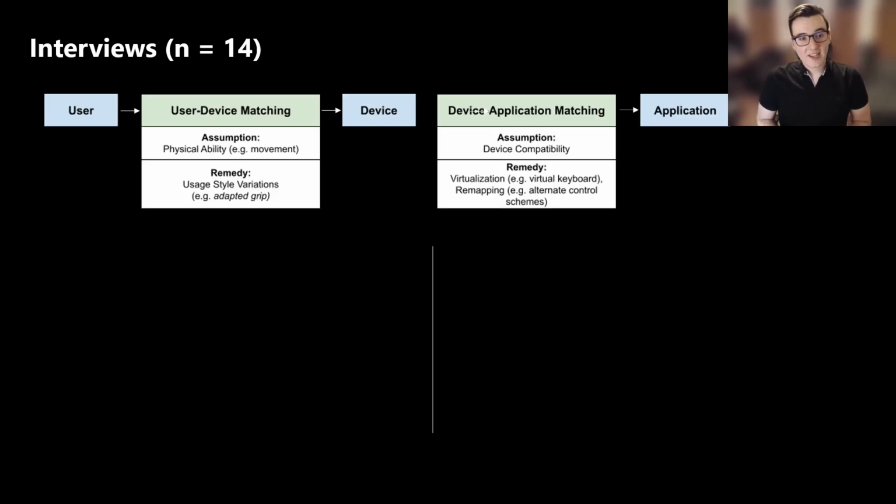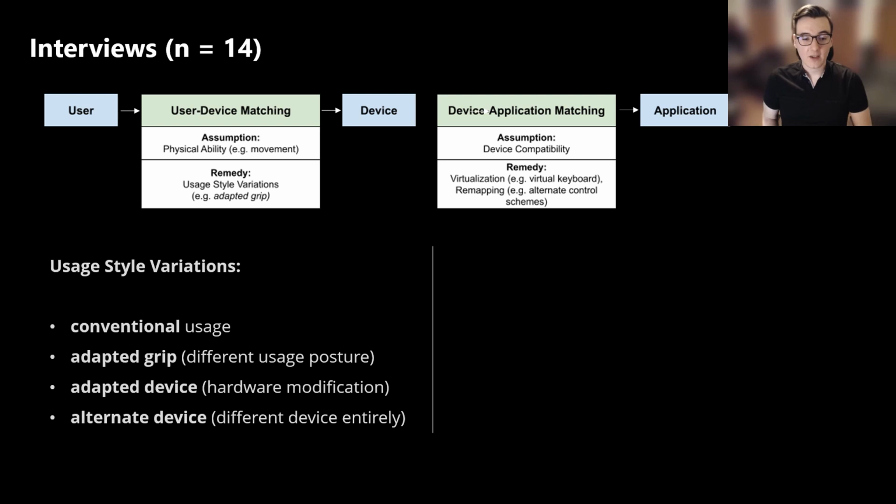The issues and remedies associated with combining input devices can be broken down into a two-step matching process between the user and the device, and then the device and the application. In the mismatches between the user and the device, people often employed alternate usage styles, which include conventional usage with alternate control schemes, adapted grip, which is a different usage posture, so say changing how you hold or use the device, adapted device, which is a hardware modification, or alternate device, which is swapping the input device for another entirely. So say swapping an Xbox controller for a quad stick.